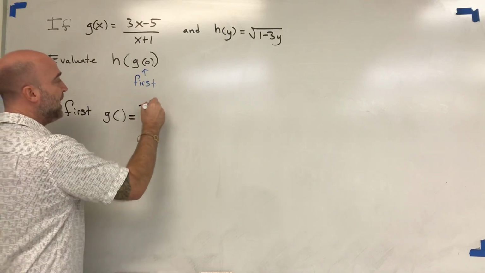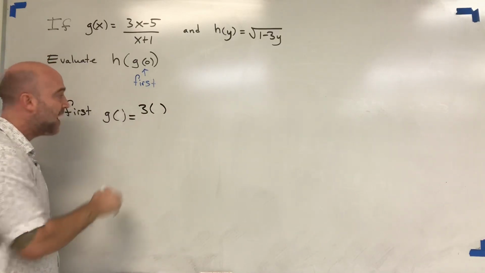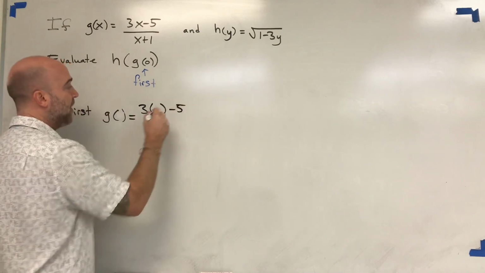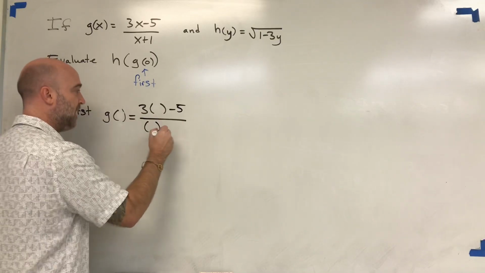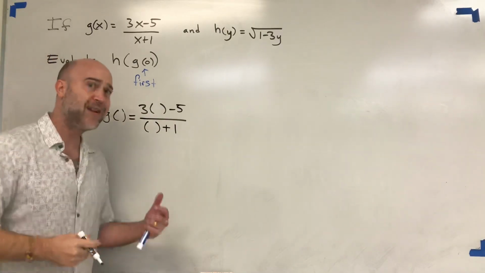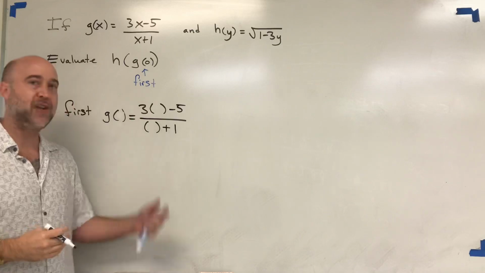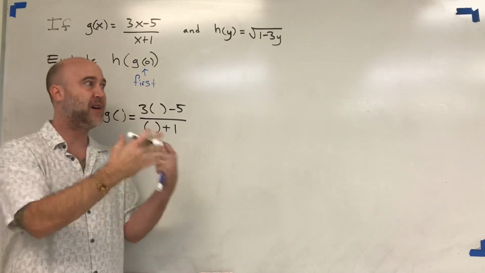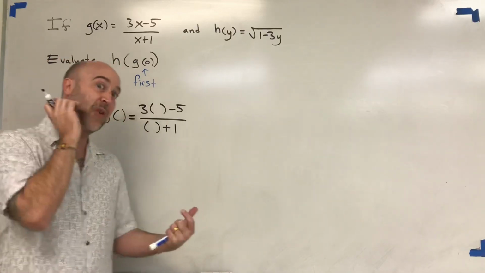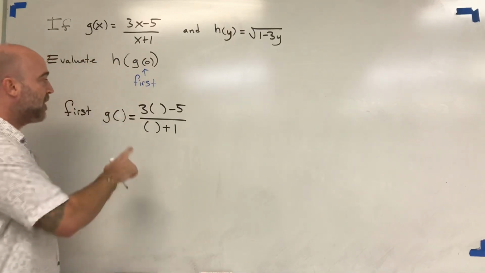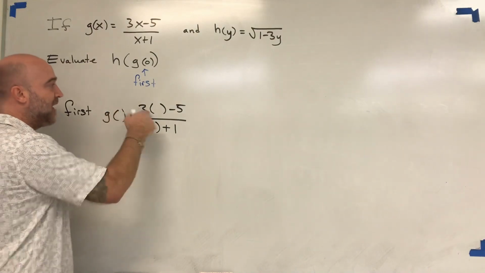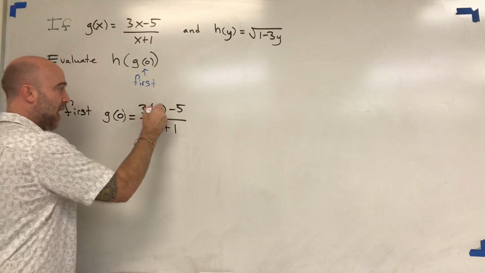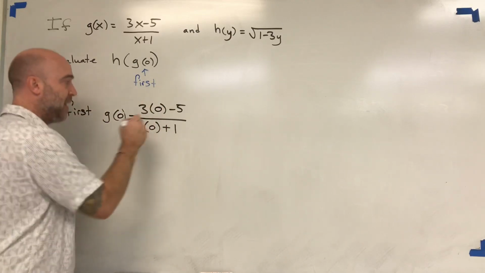So 3 parenthesis, wherever I see an x, I put a parenthesis here. 3 parenthesis minus 5 over parenthesis plus 1. What that does is it makes it very easy to plug in your functions or plug in your numbers without kind of getting confused about some of the ways that it might interact or with how it's set up. So notice that wherever I see a parenthesis, I just put a 0. Not too bad. So we're talking about g sub 0. And it would go in that one. It would go in that one.